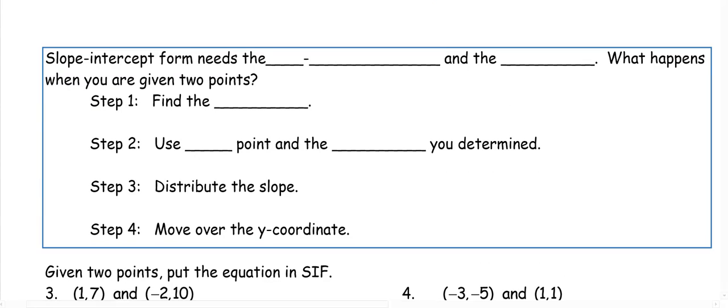So slope-intercept form, remember when we use slope-intercept form, we need to know the y-intercept and the slope. So what happens when we have 2 points? Well, first we're going to find the slope, and then we're going to use one of the points and the slope we determined, and we're going to write it in point slope form to start, and then we're going to distribute the slope and move over the y coordinate.